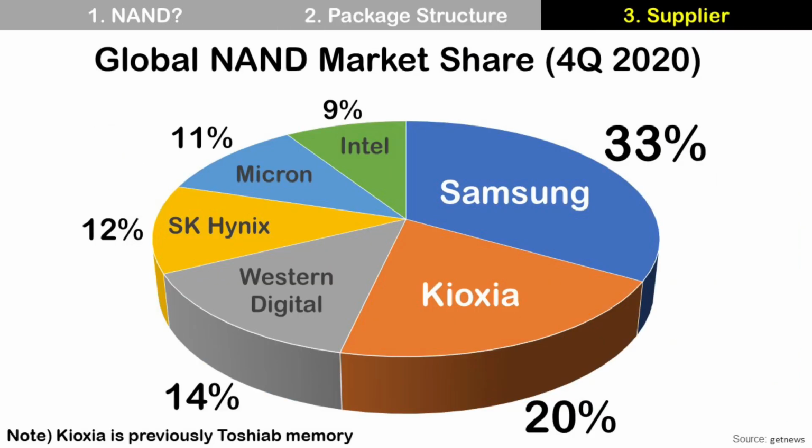How about suppliers and their market share? Samsung, Kioxia, Western Digital, SK Hynix, Micron, and Intel are major suppliers of NAND memory. For global market share, Samsung is number 1 with 33%, Kioxia is number 2 with 20%, and Western Digital, SK Hynix, Micron, and Intel make up the others.